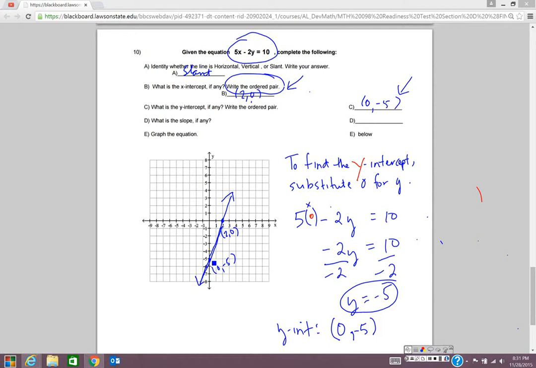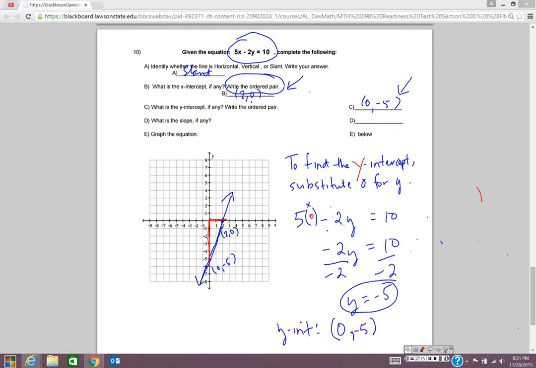For example, if I have to figure out the change from here to here, how many units did I go up? 1, 2, 3, 4, 5. How many units did I go to the right? 1, 2. So I went up 5, and went to the right 2. So I rise 5, run 2.